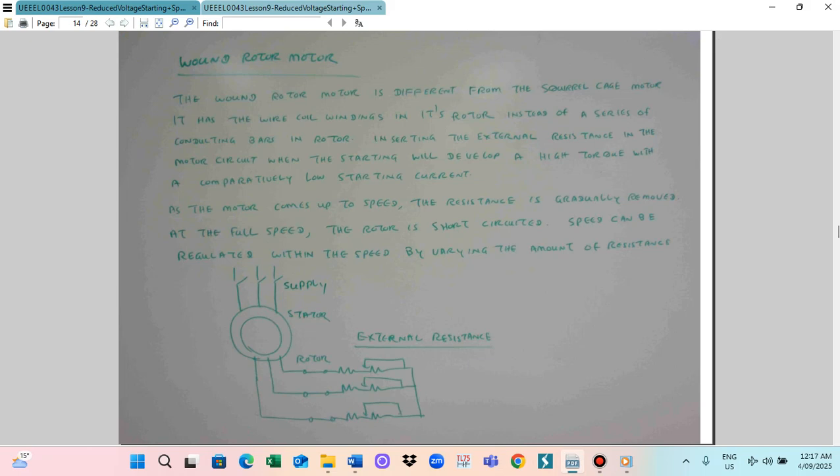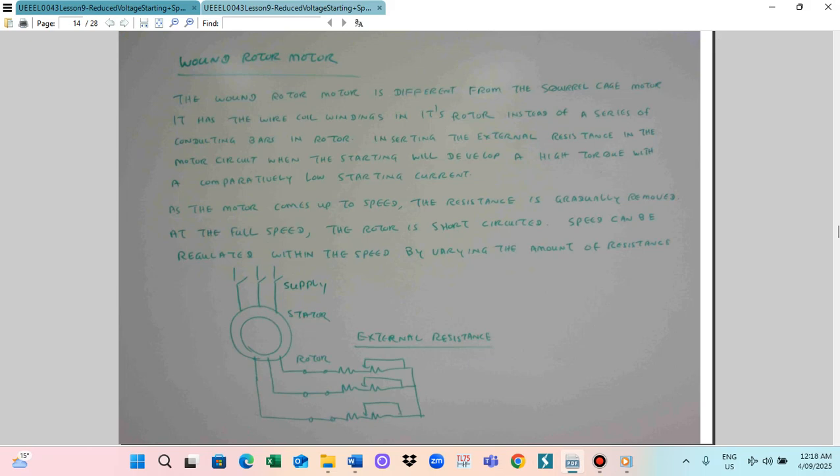Also, we can connect a star-delta starter. At the starting time we connect the motor stator in star connection, and at running time we connect it in delta connection. This way you provide reduced voltage at the starting time and full voltage at the running time.